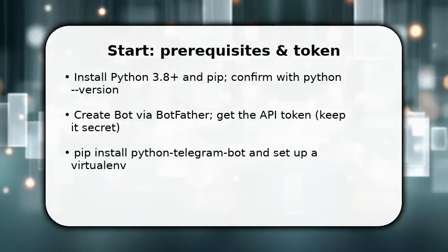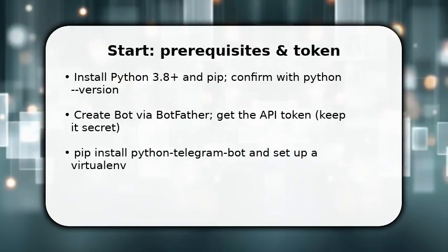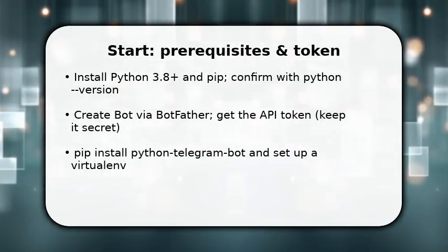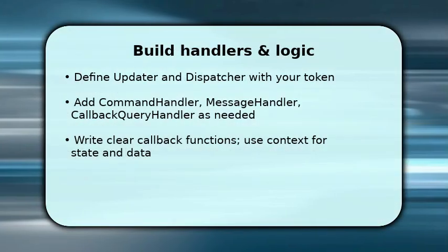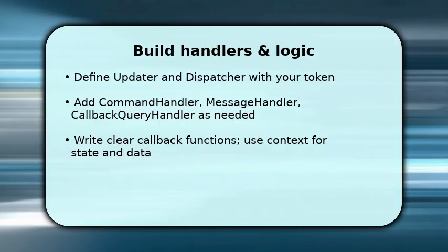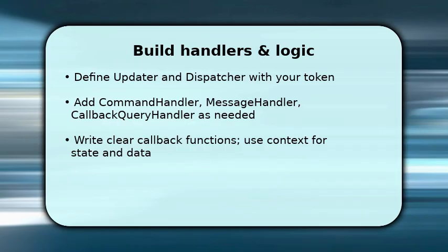Now that prerequisites and the first actionable steps are complete, open your editor and create a small main.py to hold your bot code. You will wire the core, create an Updater with your token, then grab the dispatcher to register handlers. Add a CommandHandler for /start and other commands, a MessageHandler for text, and a CallbackQueryHandler for inline buttons. Write concise callback functions that accept update and context. Use context.user_data to persist small state.